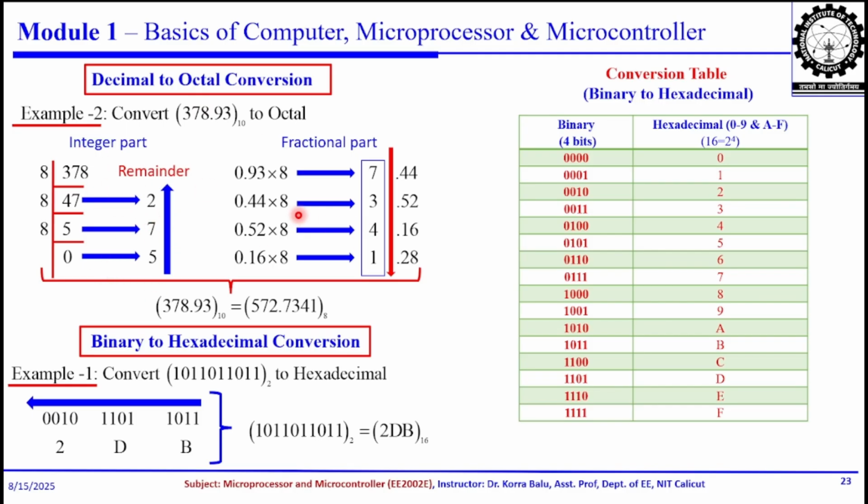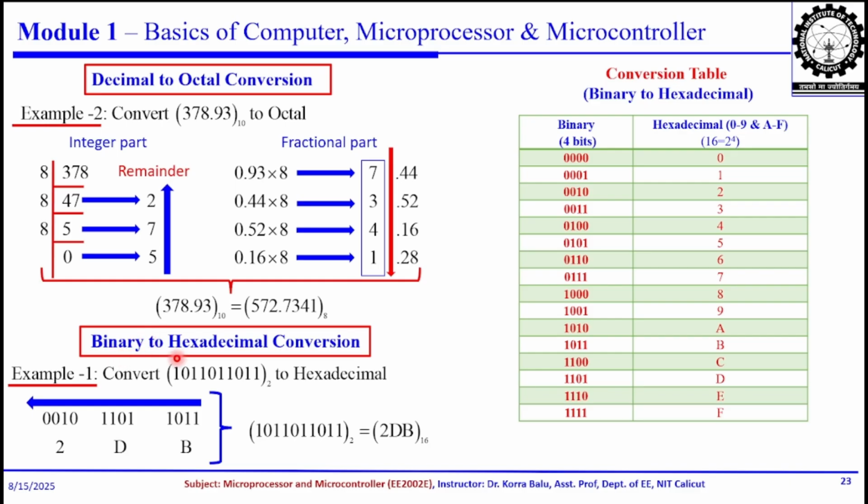Then again we have the two concepts here. One is the integer value and another is the fractional value. So for the fractional value we multiply with 8, the octal base, and go on until 1 occurs and take the value from top to bottom, and for the integer part you take bottom to top. Then this is how the decimal value is converted to the octal number system.